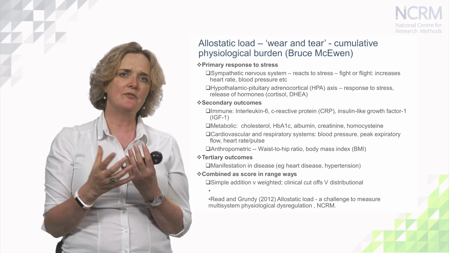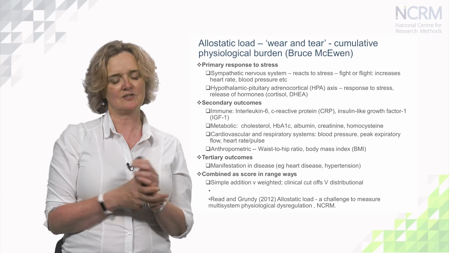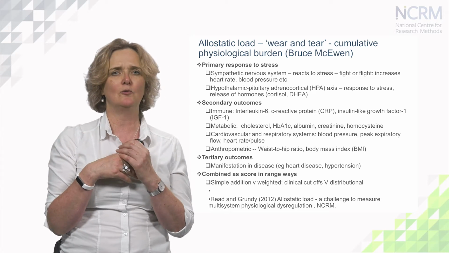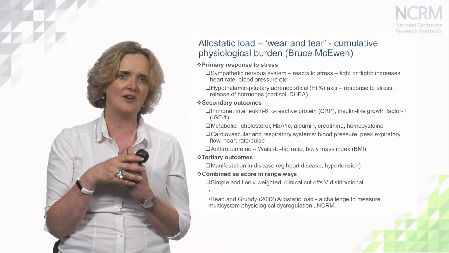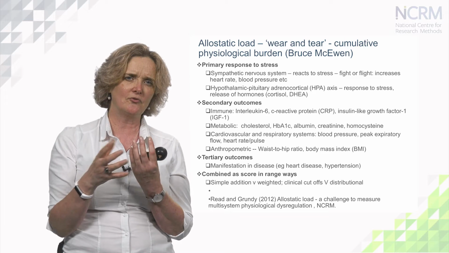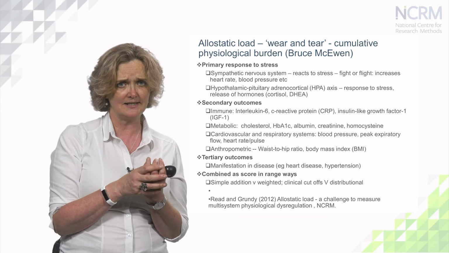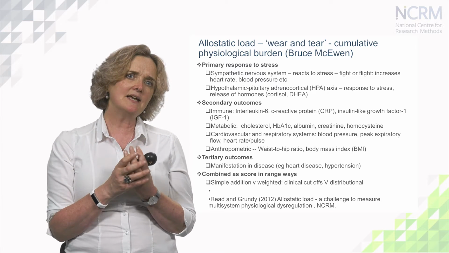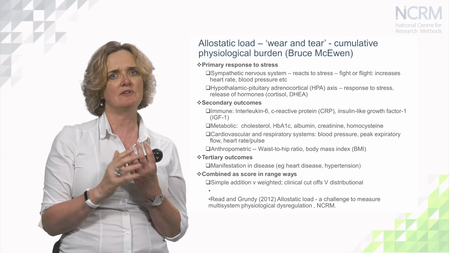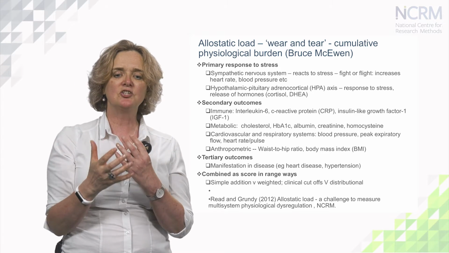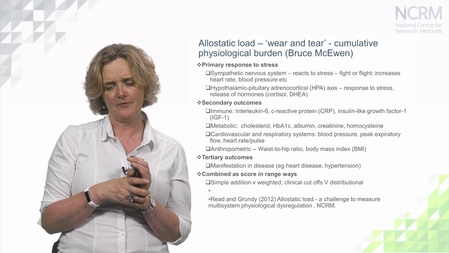And then finally, in the third stage, once those things have happened, your blood pressure's constantly raised, you're increasing your weight, your respiratory system is being reduced because of this constant stress, then that leads to what's called the tertiary outcomes, which is you actually manifest into disease like heart disease. So allostatic load is a measure that combines indicators from each of these 3 systems or stages to create a cumulative burden score on people's health.